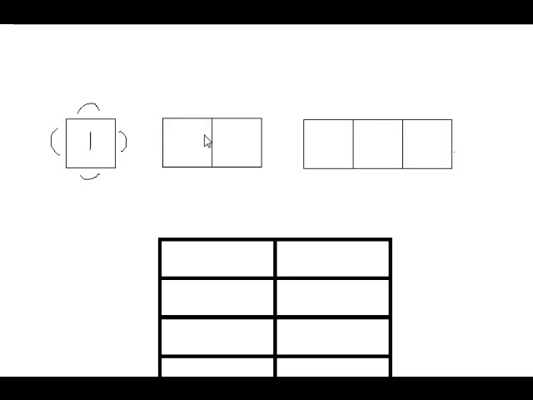In the second picture in the pattern, if we were to push 2 tables together, we would be able to seat 1, 2, 3, 4, 5, 6 people. Okay? And for the third picture in the pattern, we would be able to seat 1, 2, 3, 4, 5, 6, 7, 8 people. Okay, so I'll write that down there. For the first picture in the pattern, we're able to seat 4 people. With 2 tables, we're able to seat 6 people, and for 3 tables, we're able to seat 8 people.